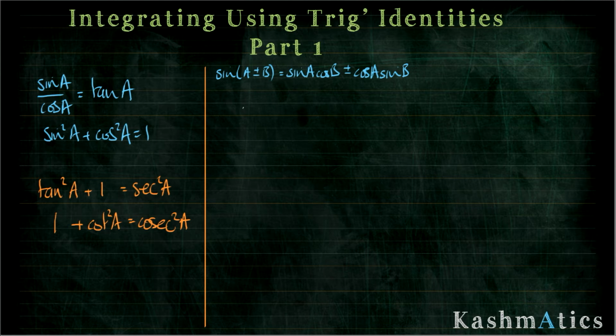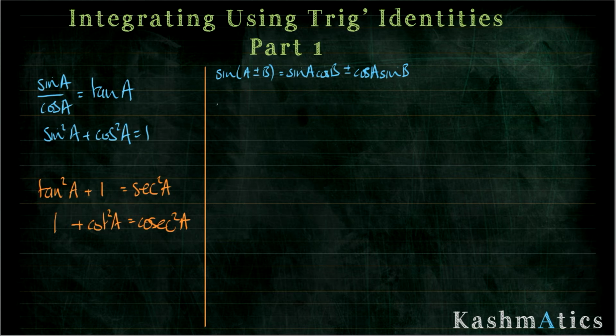The next identity we're going to look at is this one here. Sine of a plus and minus b equals sine a cos b plus or minus cos a sine b. Now it's really important that you pay attention to the plus and minus here. Whatever you have over here, you must have the corresponding plus or minus over here. So if you've got a plus at the top, you need a plus here. If you've got a minus here, you need a minus here. You'll see with the cosine one and the tan one, they do flip around, so just be careful with those.